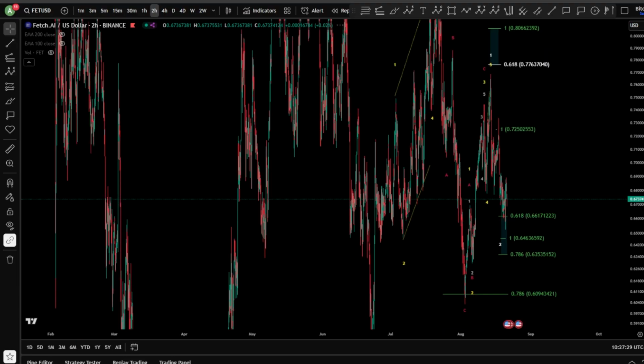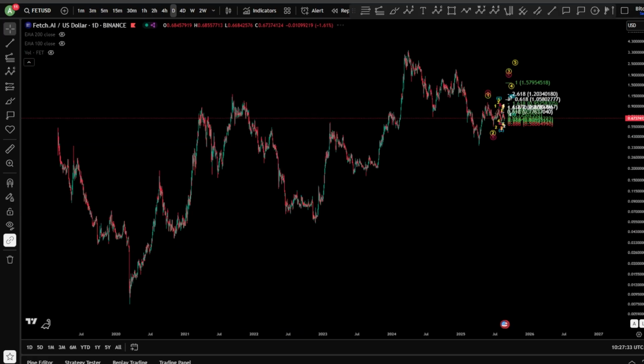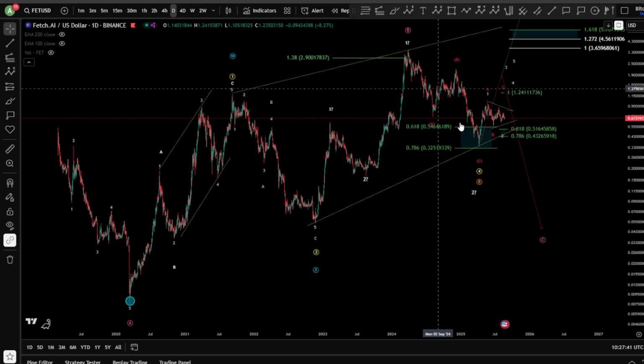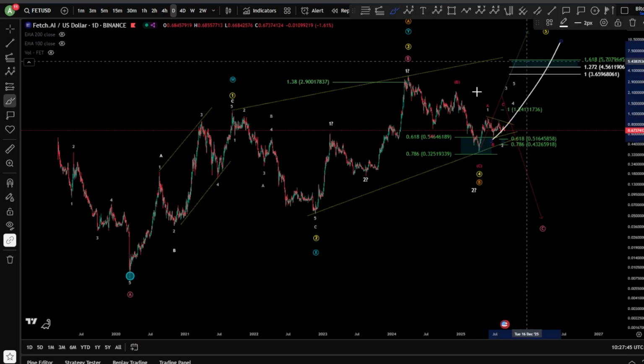We have FET. For FET, we are looking at almost the same bullish scenarios as Render, where we have a 1-2, another 1-2, and you're looking for a massive wave 3 toward the upside.